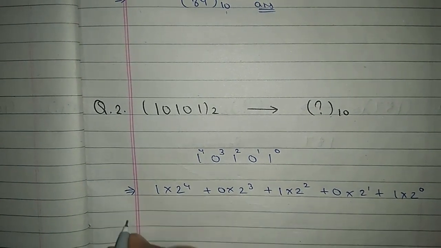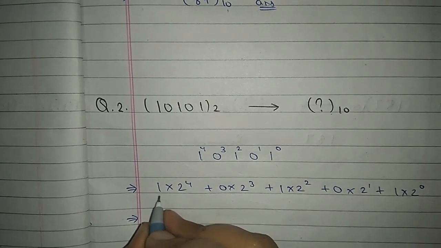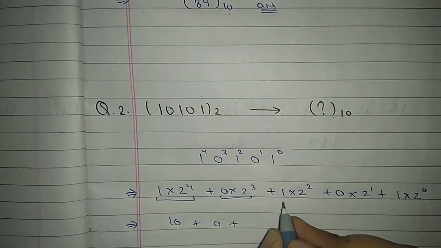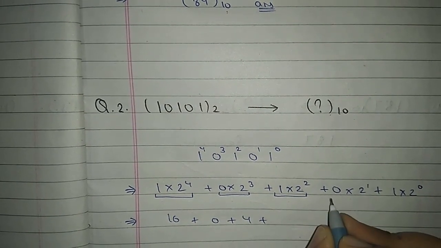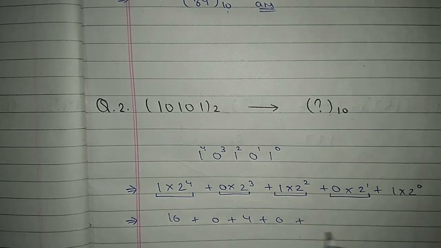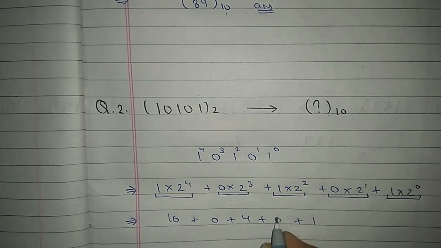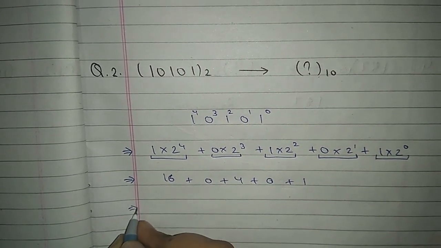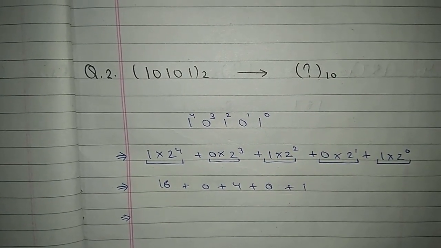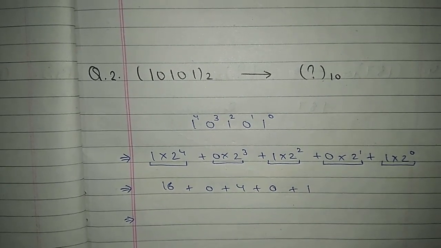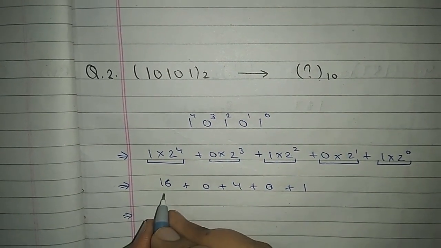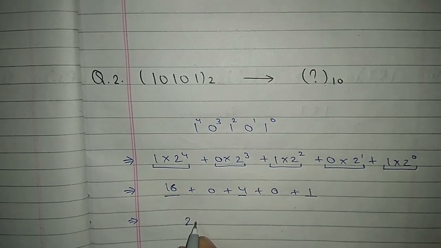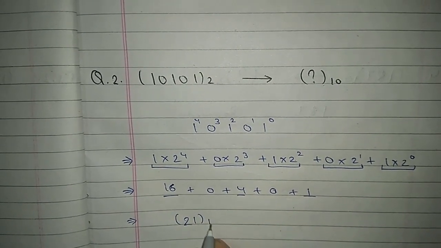Fine. Now you have to solve these. So it will be 16 plus 0 plus 4 plus 0 plus 1. Fine. If you have any problem with this multiplication or addition part, then you can ask your queries in the comment section. Now we have to add these numbers, so it will be 16 plus 4 plus 1. It will give you a result of 21 with a base of 10.